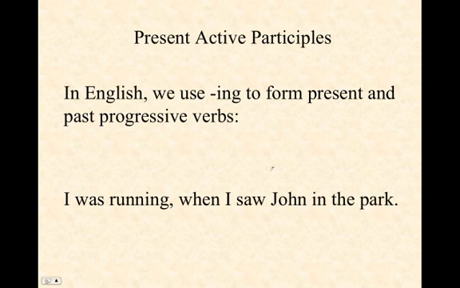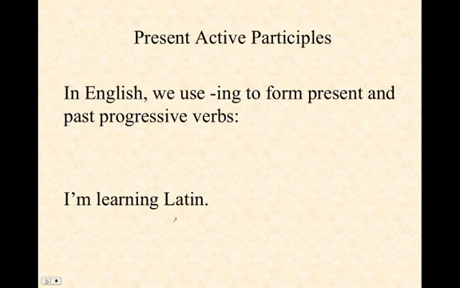We use -ing forms also to form the present and past progressive verbs. "I was running" uses the present active participle. It describes an action that was happening progressively in past time. Present progressive: I'm learning Latin.